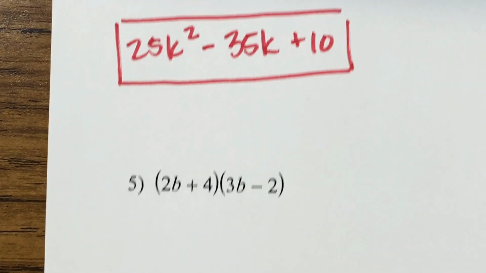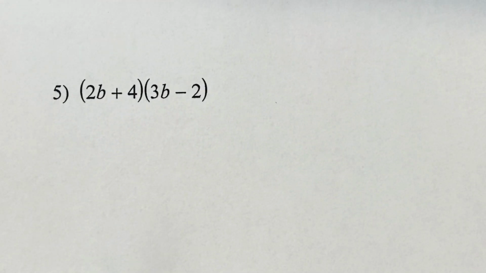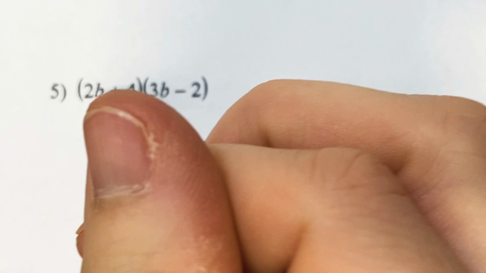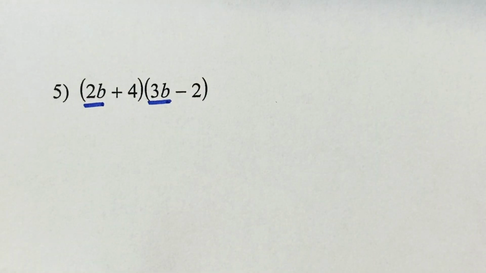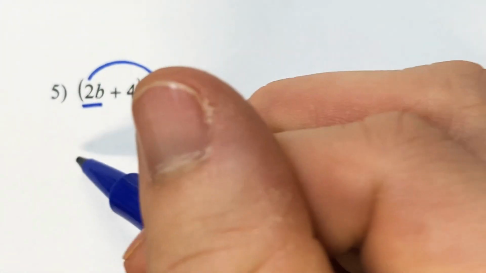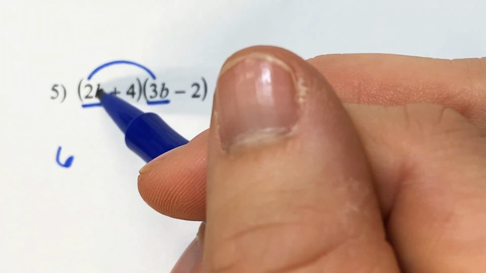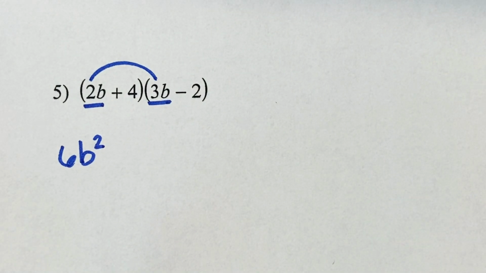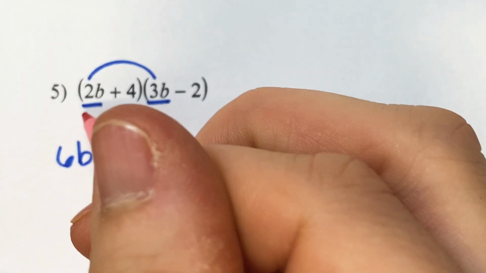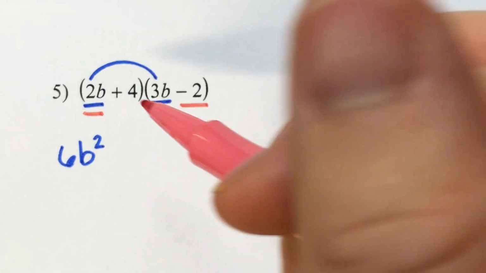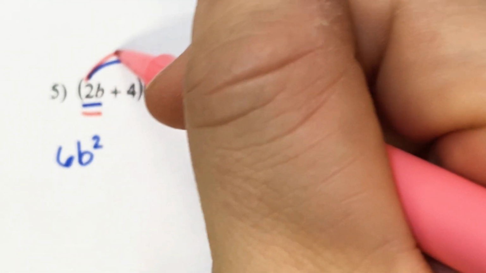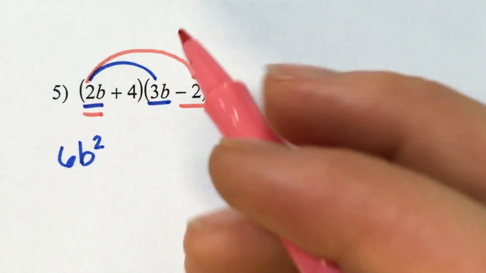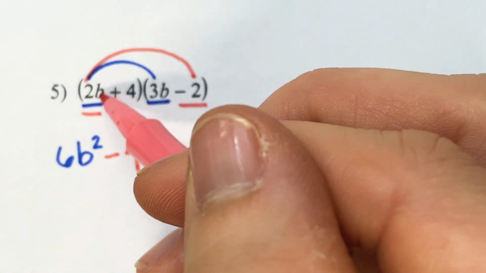Alrighty. Okay, let's do one more using FOIL. Okay, so let's look at number 5. F in FOIL stands for first. So first terms, multiply them together. 2B times 3B. 2 times 3 is going to give me 6. There were 2 B's being multiplied, so B squared. Okay, O, outside, so 2B times -2. They're on the outsides. Okay, so 2B times -2, that's going to give me -4 with 1B.